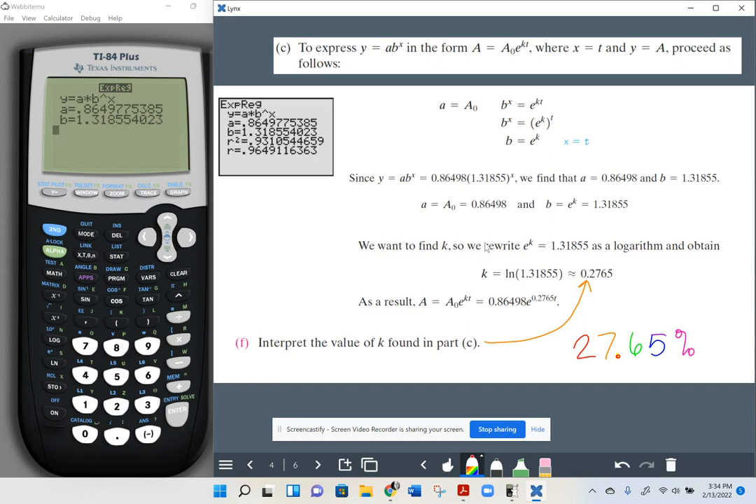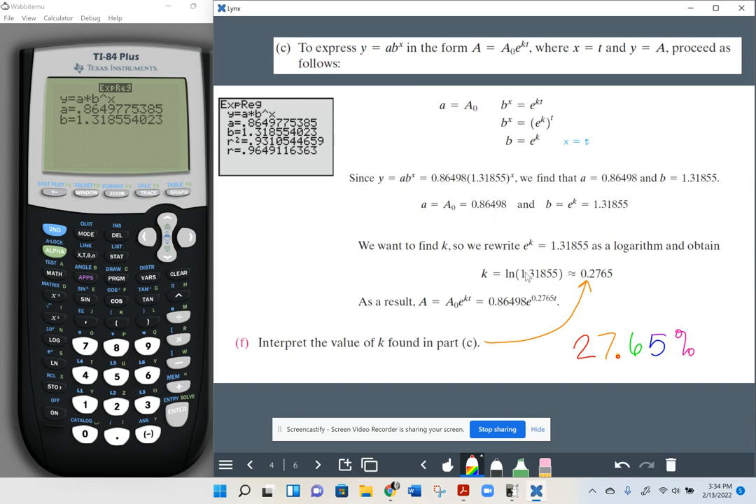So I know that if b to the x is that 1.3 to the x, we know that if b is e to the k, that means that b and e to the k are the same thing, 1.31855, that thing here.